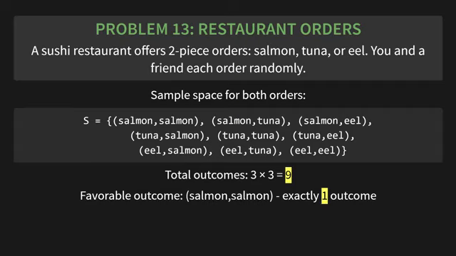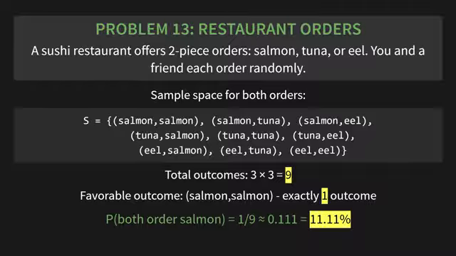And in only one of those outcomes do you both order salmon. So the probability, 1 out of 9. About 11%. Not very likely you'll accidentally match on salmon.